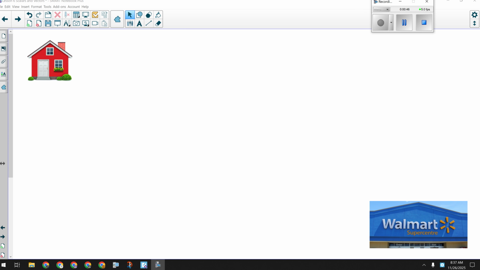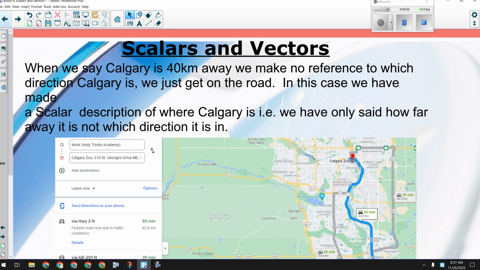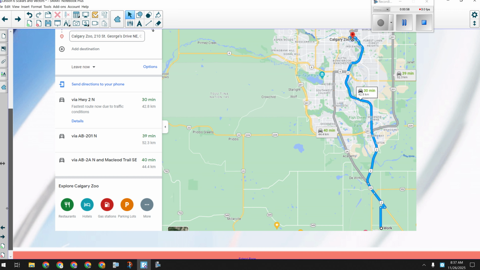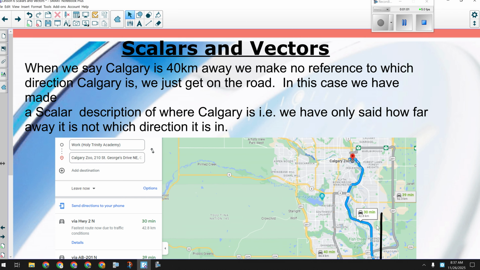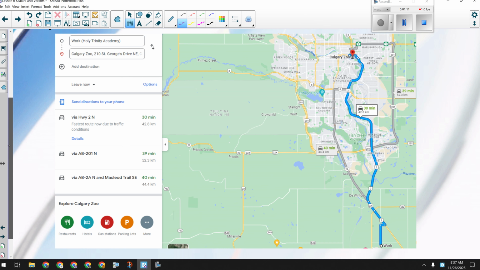So we talked a little bit about, at the end of the day, using this diagram, I believe, the Google routing here to the zoo. And we talked about how if you follow this route, your distance traveled will be 42.8 kilometers, and that will take you 30 minutes. That much is true, obviously, because that's the route you followed to get there, right?